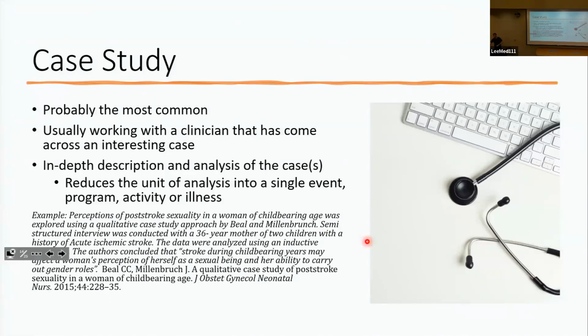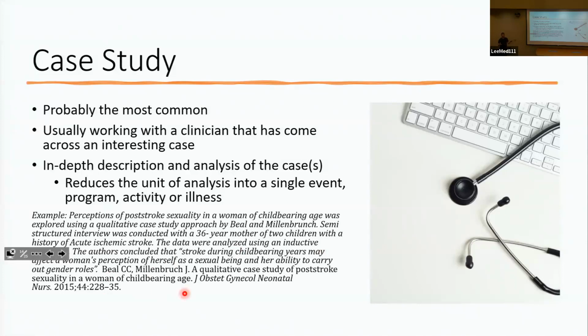The data were analyzed using an inductive approach. So they are applying scientific methods to what they are capturing, but of course it's different than if this was a quantitative study. The types of analyses that you can do on qualitative research are different than what you can do on quantitative research, but you can still do things with them. Based on that analysis, the author concluded that stroke during childbearing years may affect a woman's perception of herself as a sexual being and her ability to carry out gender roles. And here's the reference for that study if you want to look more into it.